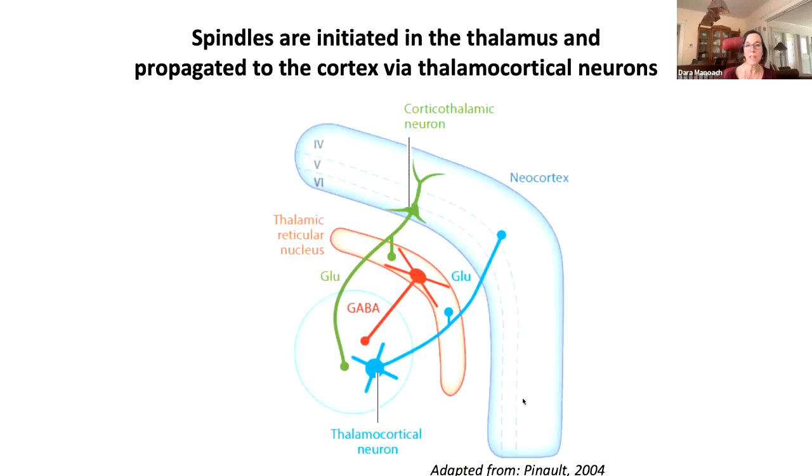So I just want to say a little bit about the circuitry. Sleep spindles are generated in the reticular nucleus of the thalamus, which is part of the thalamus that is strategically localized between the rest of the thalamus and the cortex. And so this strategic localization allows it to guide thalamocortical communication. And during sleep, it generates sleep spindles, which are propagated to the cortex via these thalamocortical neurons.